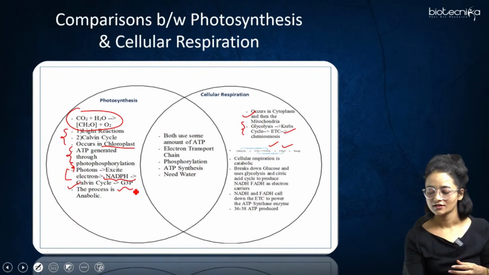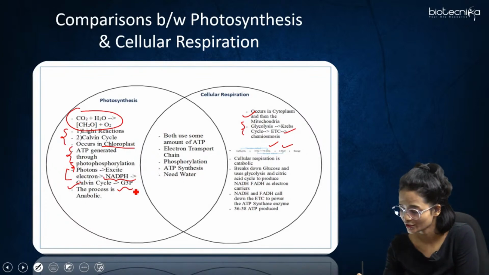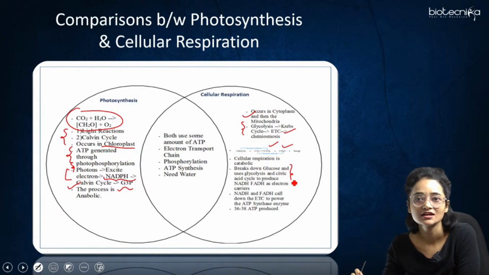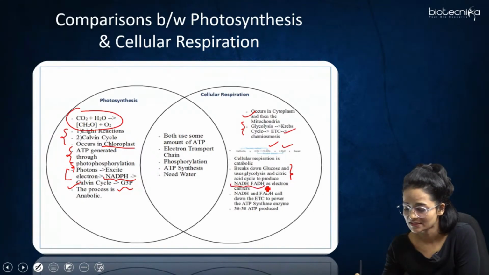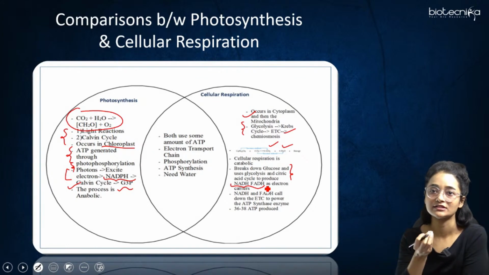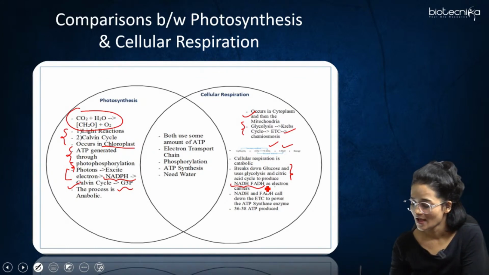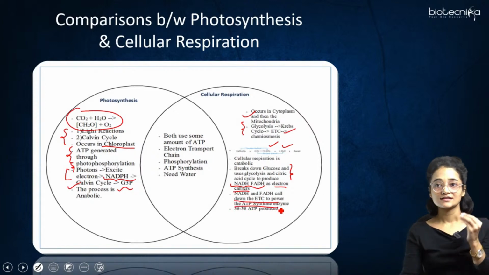And the process is anabolic, as I've already told. In case of cellular respiration, it is a catabolic process. It breaks down the glucose and uses glycolysis and the citric acid cycle to produce the NADH and FADH molecules, right? These are the molecules from which electrons are basically being released. They are the electron donors, as electron carriers, right? Then the NADH and FADH go down to the ETC to power the ATP synthase enzyme.